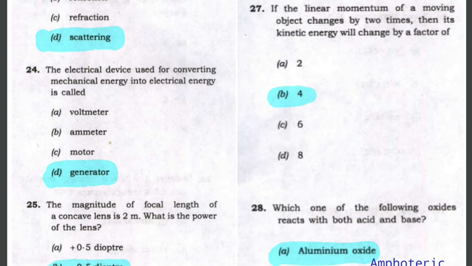Next question is, which electrical device is used for converting mechanical energy into electrical energy? So generator is used to produce electrical energy from mechanical energy.